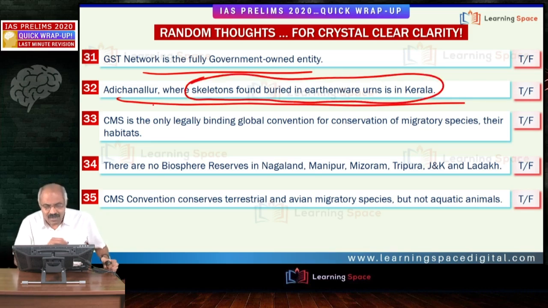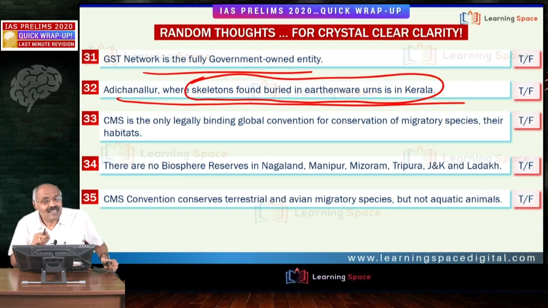Then Adichanallur. This is in the news because certain samples, or you can say skeletons, were found buried in earthenware urns, and they depicted some sort of Tamil Brahmi script. This place, Adichanallur, is in Thoothukudi district of Tamil Nadu, nearer to Tuticorin. One important aspect is that it came into prominence because of the Tamil Brahmi script. The second important aspect is that there was a delay in sending these skeletons for carbon dating, and that created controversy. Because of all these reasons, Adichanallur is in the news.